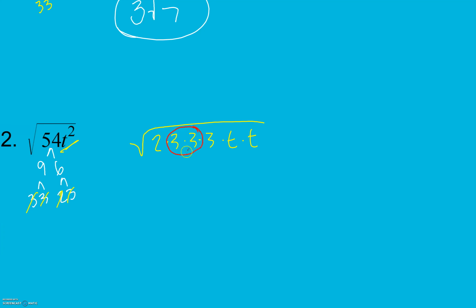Now I'm going to be looking for any pairs. I have a pair of 3's. Those can come out as a set of 3's, and now I've used them. I have 2 t's. Those can come out as a set of t's, and now I've used them. So on the outside, I multiply together my 3 and my t, and I keep my square root, and I have a 2 and a 3 left that I haven't used yet. So I multiply those together and get 6.